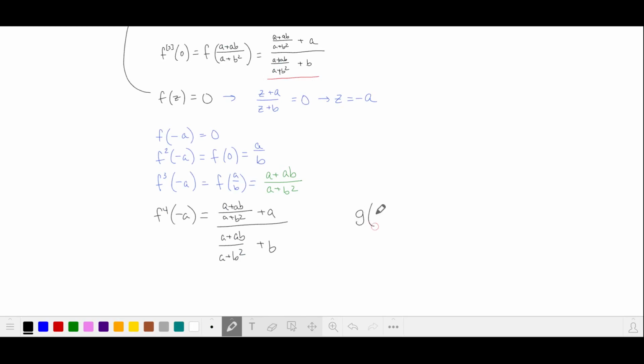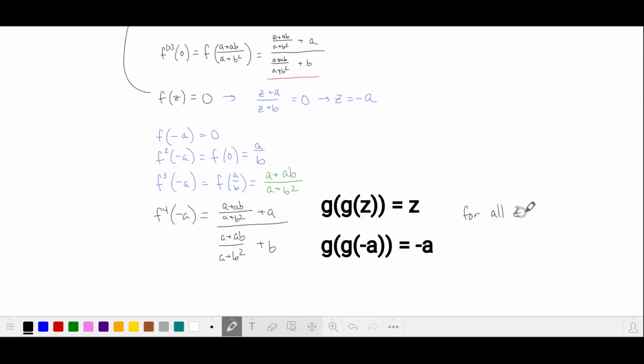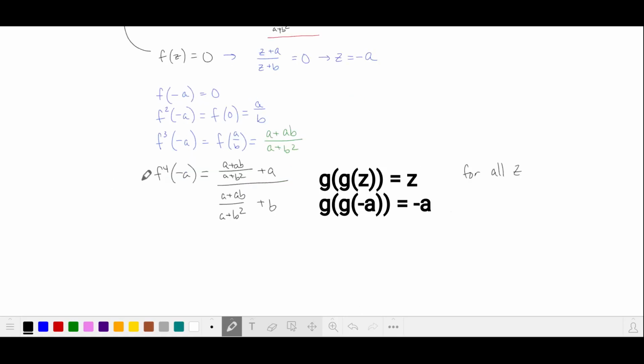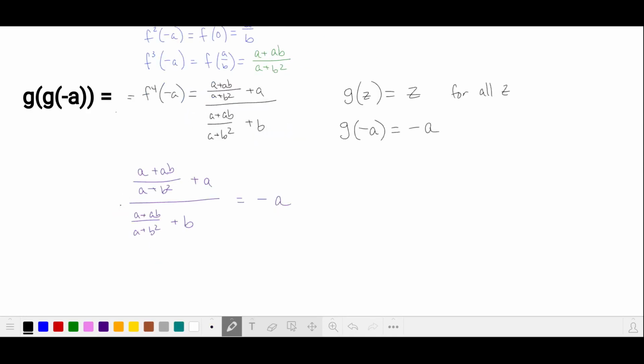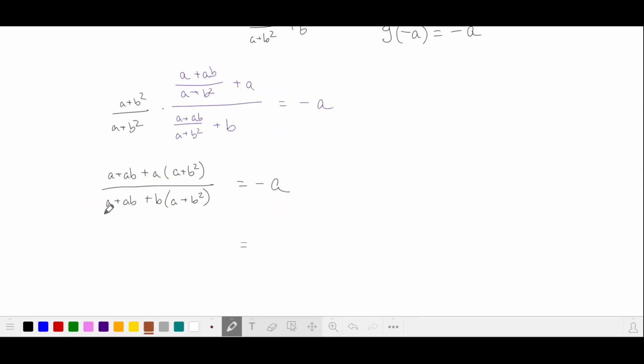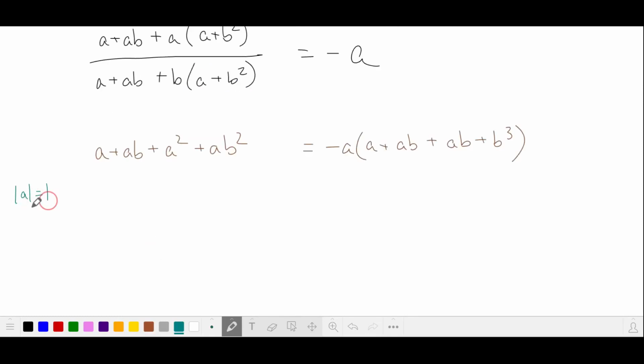Since we're looking for g of z is equal to z, and again this is true for all z, we can look for g of negative a is equal to negative a, and that's what we have here. So we'll set this expression equal to negative a. We'll simplify the left-hand side and multiply both sides by the denominator and expand. Since the magnitude of a is 1, we know that a is not 0, so let's divide by a.